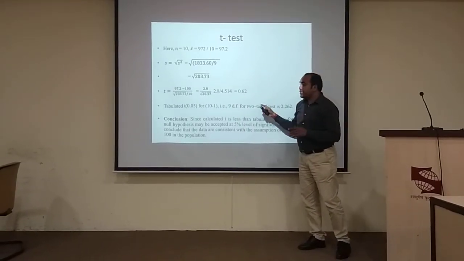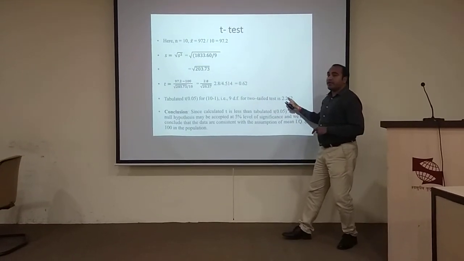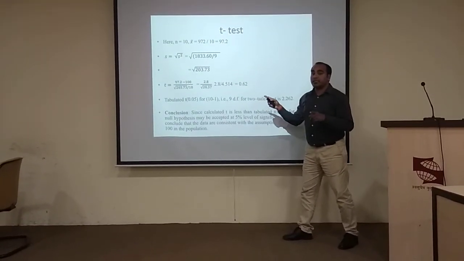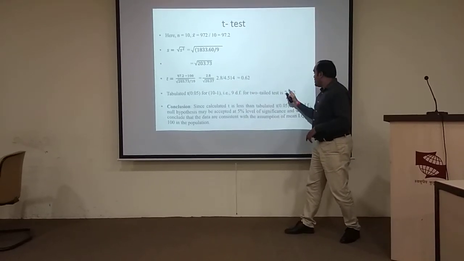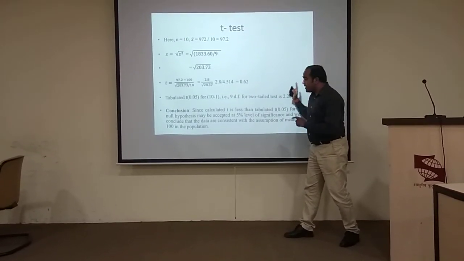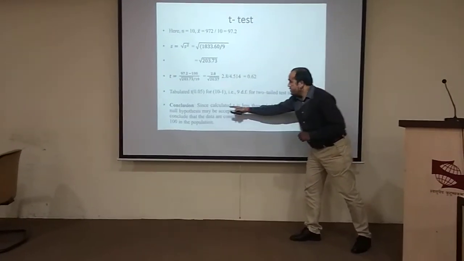As we know the condition, if the calculated value is greater than the tabulated value, we reject the null hypothesis. But in our case, the calculated value is less than the tabulated value, so we accept the null hypothesis. That means, see the conclusion.